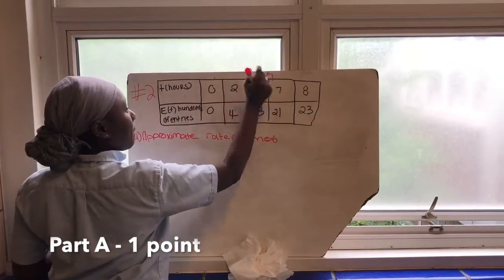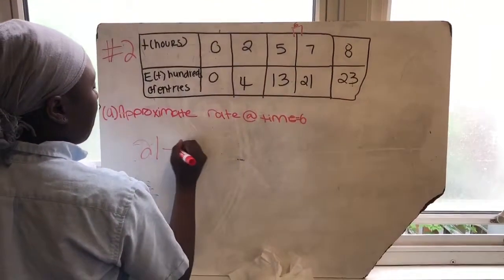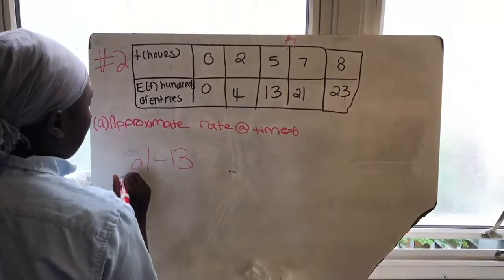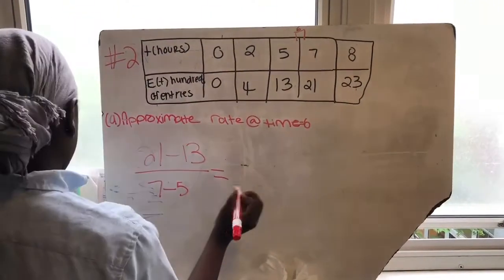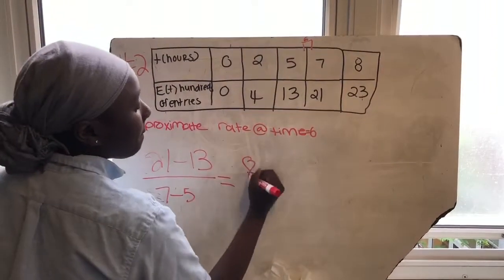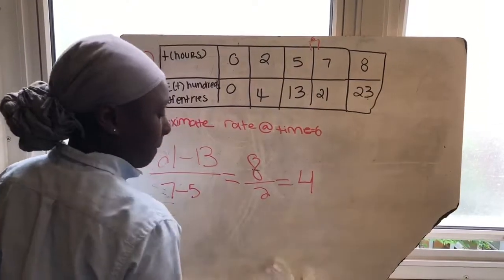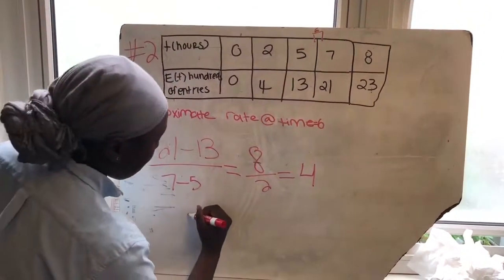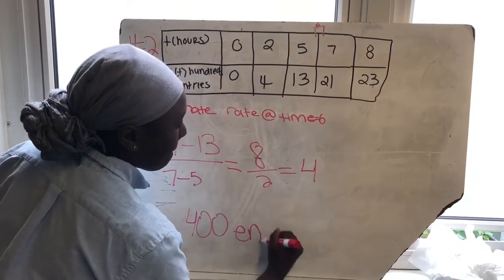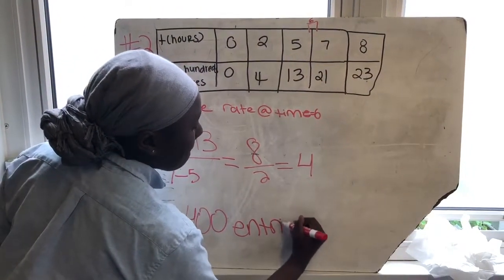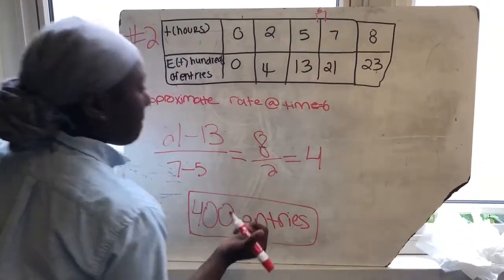For this part, you need to approximate the rate at time t equals 6. So you see, you have to do 21 minus 13 over 7 minus 5, which gets you 8 over 2. So once you get 8 over 2, you get 4 because 8 divided by 2 is 4. And that's your answer. You just box that answer up.